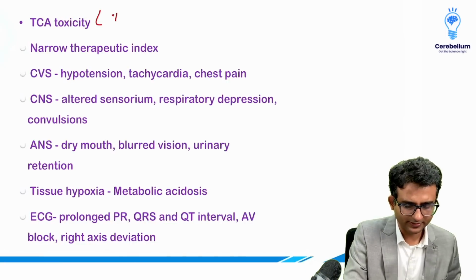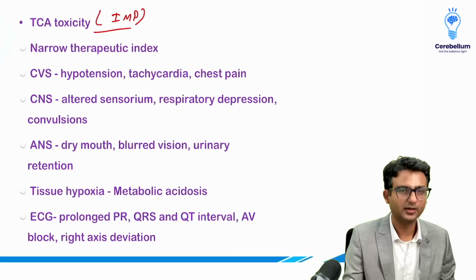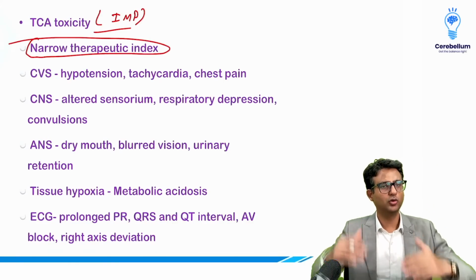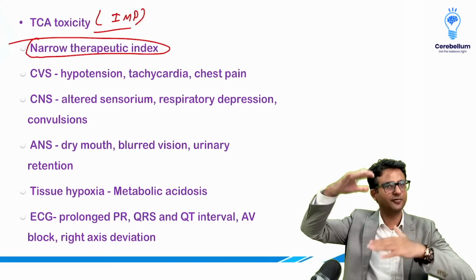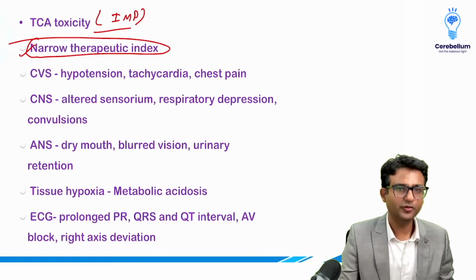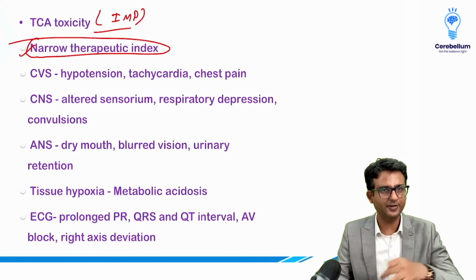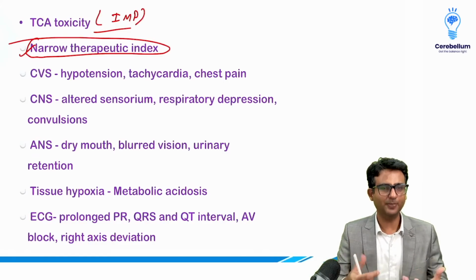Now this is important. Commonly asked question. The therapeutic index of TCAs is very narrow. The dose at which they become toxic and the dose at which they are effective, there is not much difference. So we said that TCAs have anticholinergic effects, anti-adrenergic, alpha-adrenergic effect and sodium channel blockade. If somebody takes an overdosage of TCA, what will happen?